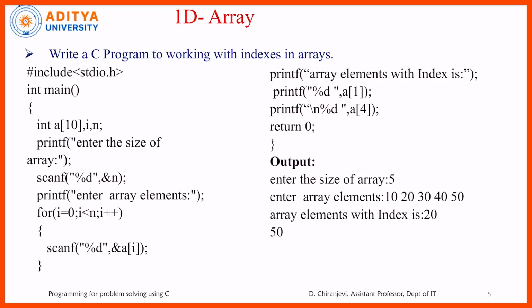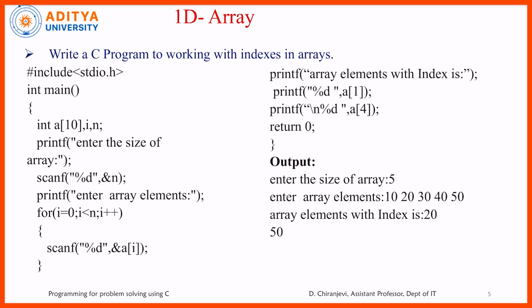Now the next program shows how we can use indexes to read and display elements. In the earlier program I read 5 elements and printed all 5. What if you want to print a particular element in the array, or only the first element and the last 2 elements? In that case you can use indexes of the array so that you can display whatever elements you need, or perform any other operation you want. So in this program we are working with the indexes.